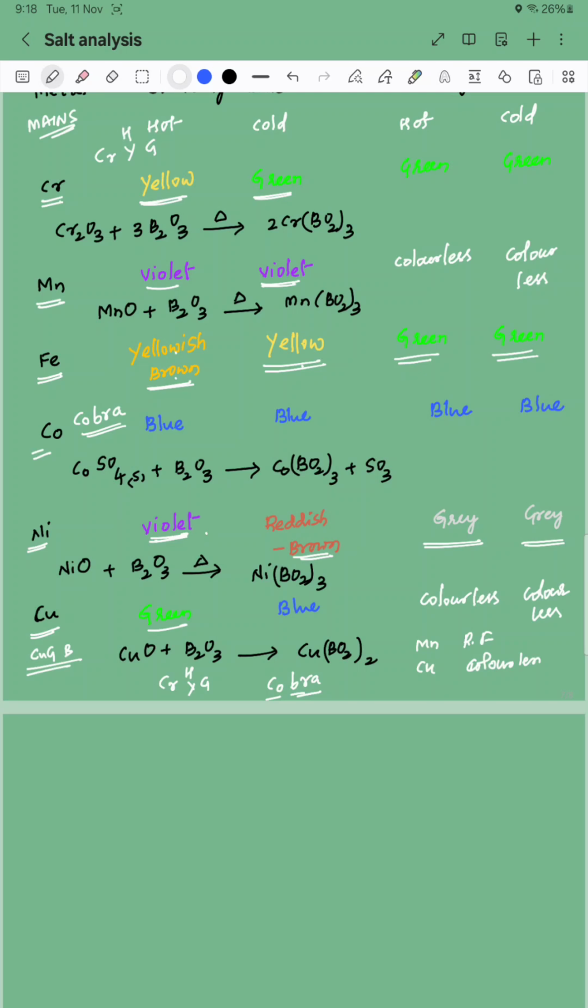This salt analysis is completely theory and fact based only, right? Revise more number of times for this particular entrance examination.